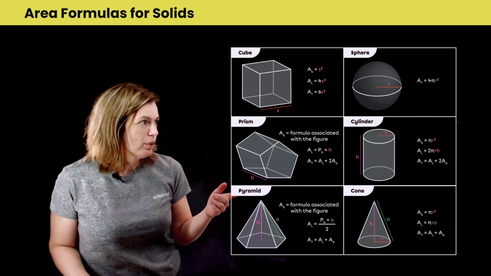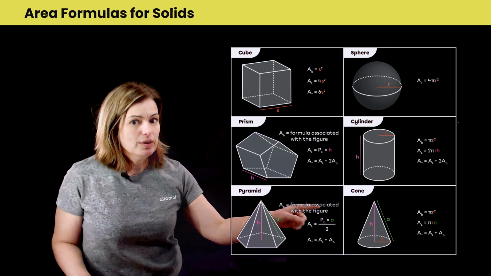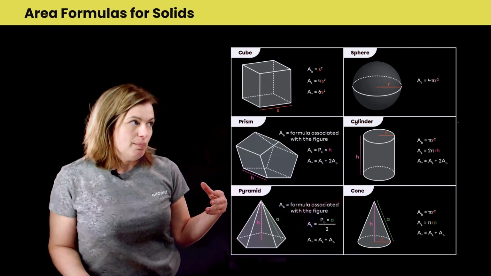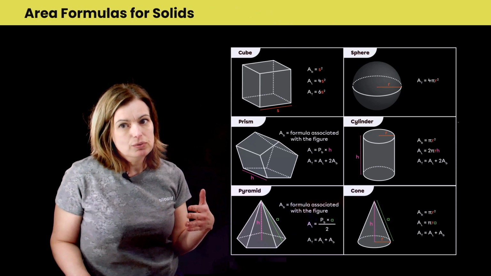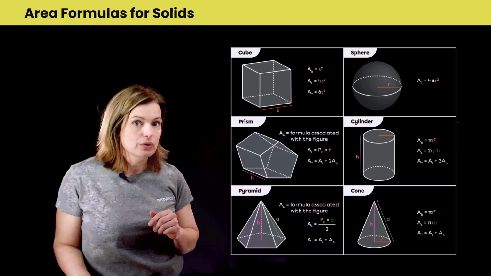For area, we're going to worry about that green line that you see on the exterior of the pyramid and on the exterior of the cone. We call that the apothem of the pyramid, or the apothem of the cone. It's also sometimes referred to as the slant height. So you can hear that as well, or see that in your notes.